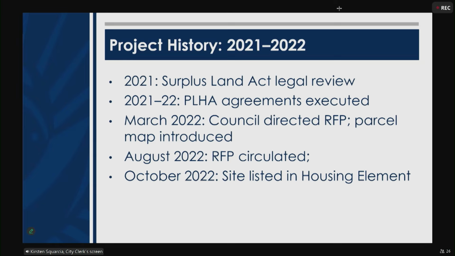In March of 2022, staff presented to council and got direction to proceed with the RFP, for which a draft RFP was included, and the parcel map at that same hearing was introduced. By August 2022, the RFP was circulated to a list through the state of California, and the site was not only listed in the housing element, but we did get the one RFP response from Charities Housing. Next slide, please.